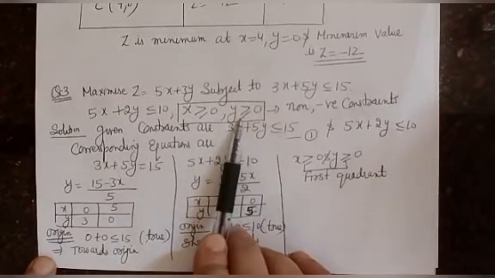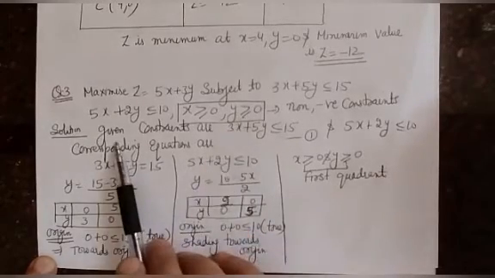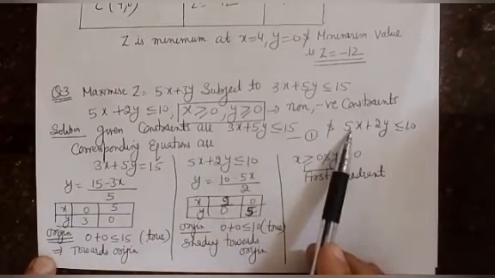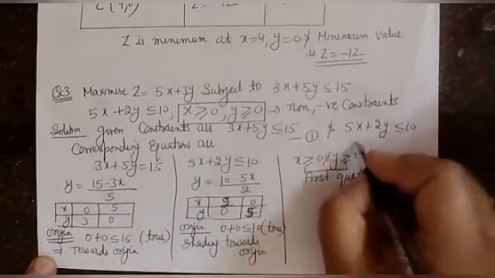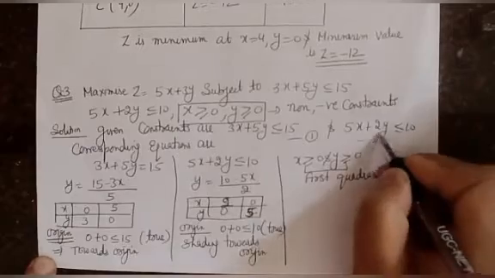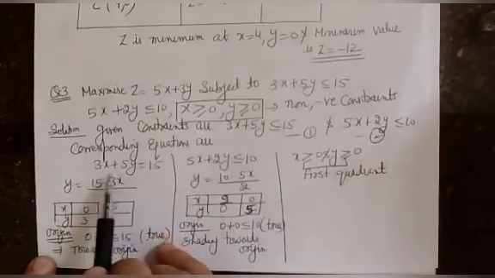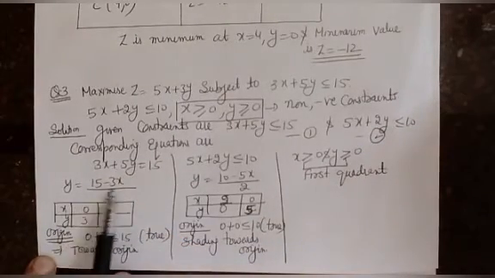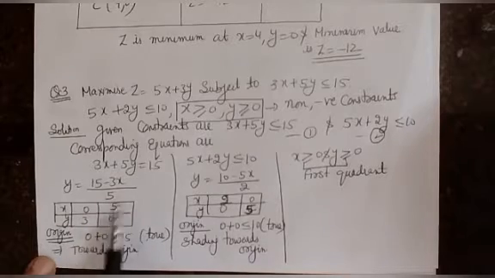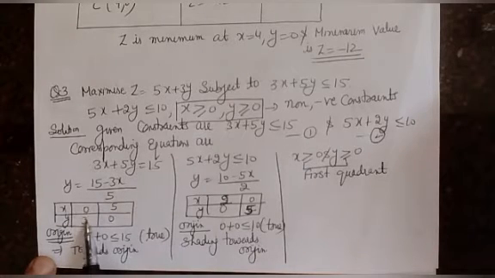Again, area lying in the first quadrant itself. So given constraints are number 1, number 2. Now corresponding equations you have to consider. 3x plus 5y equal to 15, y is (15 minus 3x) by 5. You will prepare the table. When x is 0, y is 3. And when y is 0, x is 5.